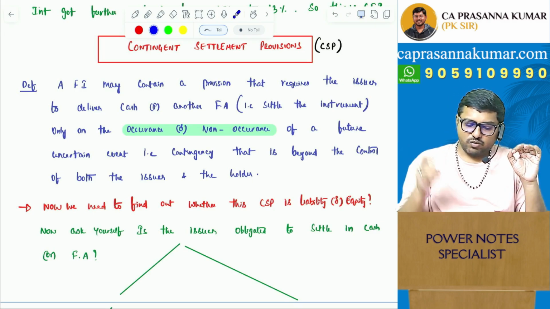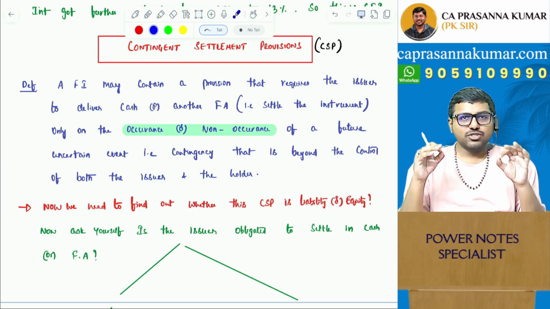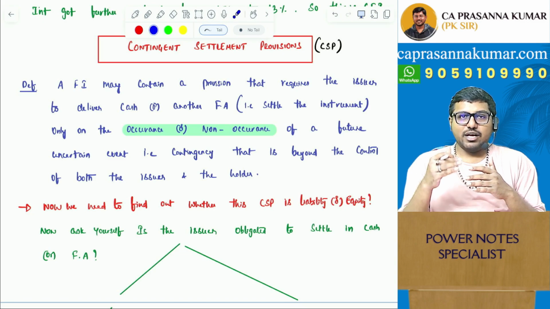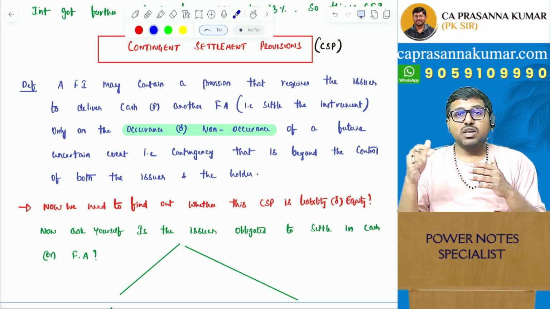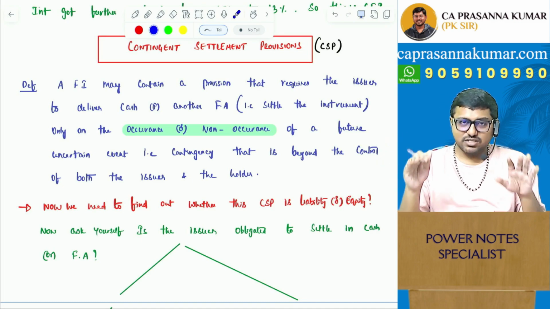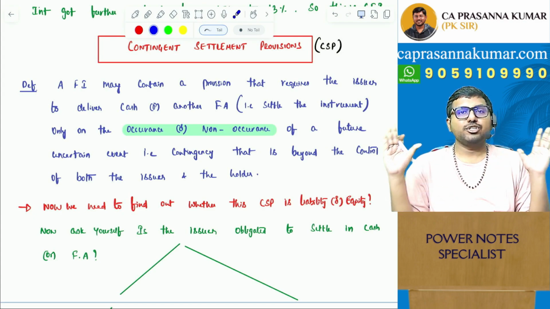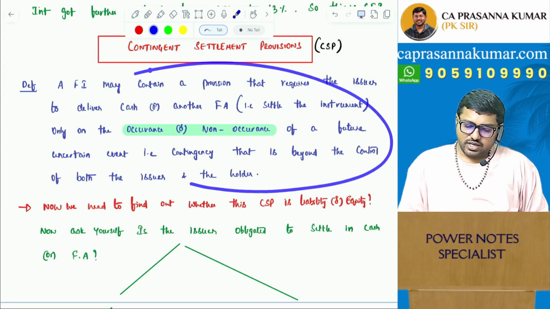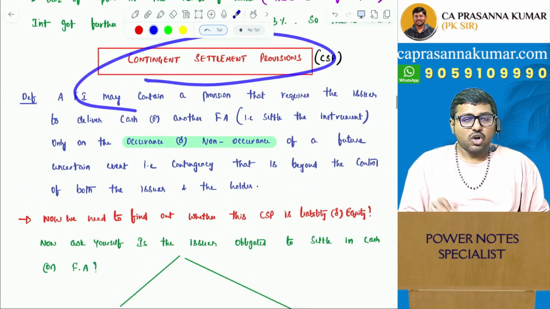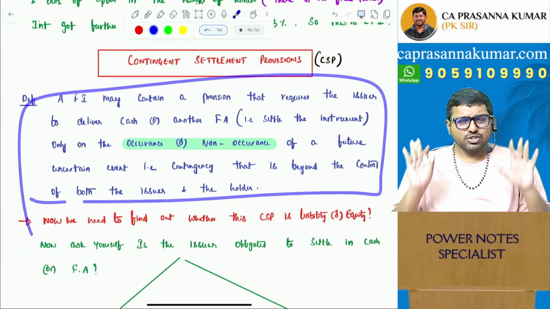So at the end of the day, what is a contingent settlement provision? A particular financial instrument may have this sort of provision where the so-called obligation to deliver cash or any other financial asset will be dependent on occurrence or non-occurrence of a future event which is uncertain. You got the point? And that event is not in the control of both the issuer and the holder. This is very important. So that uncertain future event, whether it will happen or not, that is nothing but contingency. That's why we call it contingent settlement provisions. Okay, so this is what the story is.